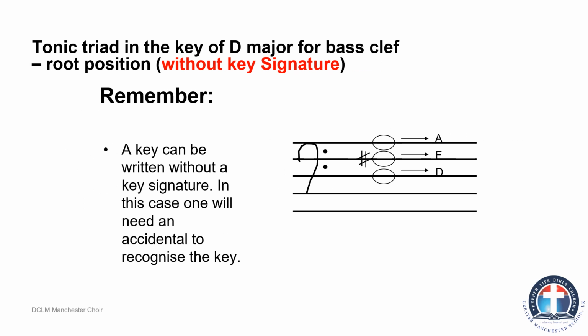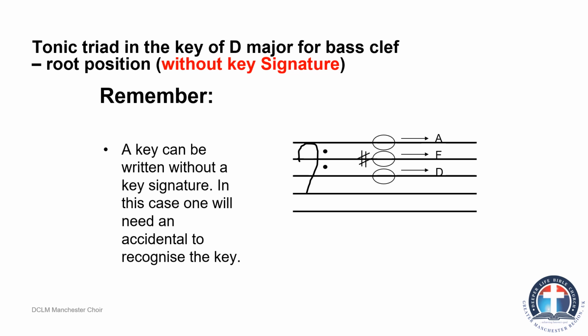Tonic triad in the key of D major for bass clef, root position, without key signature. Now, without key signature, the same thing applies as it applies to the treble stave. You see here, if you are just looking at the accidental, you mistake it for G major. So in this case, what do we look at? We look at the tonic, the first note. And what is the first note there? D, and that's how we know that it's D major.